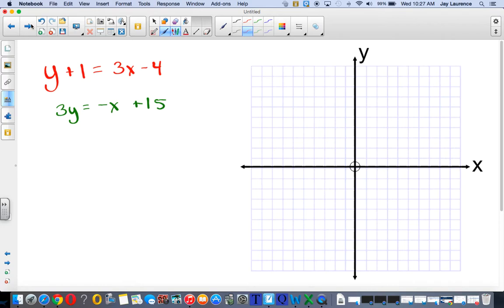Let's do a couple more. In fact, if you'd like to, go ahead and pause the video. See if you can do it on your own, especially those of you who are really good at graphing. Go ahead and do that. Get ahead of the game.